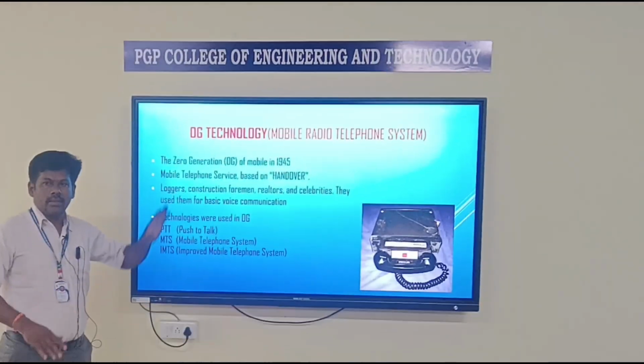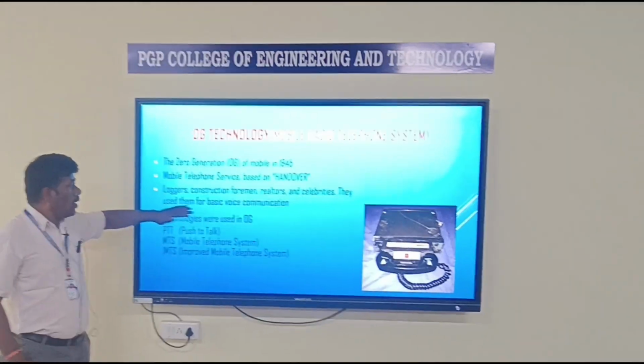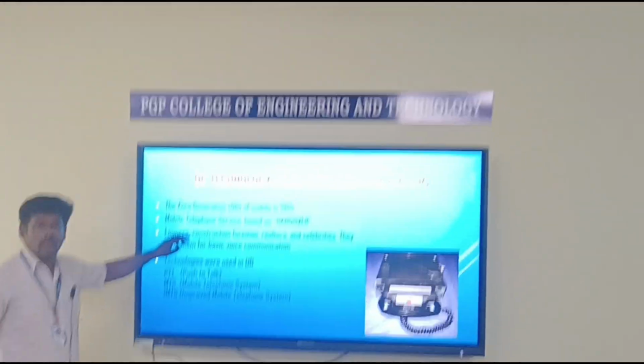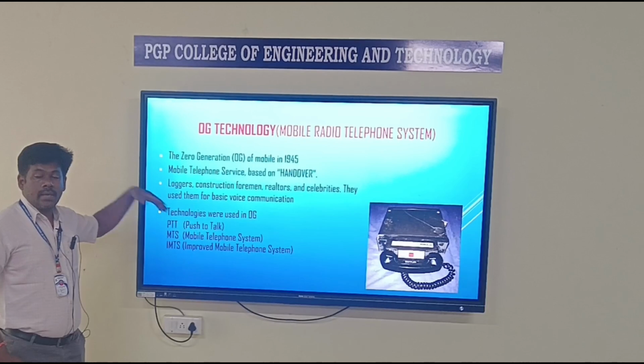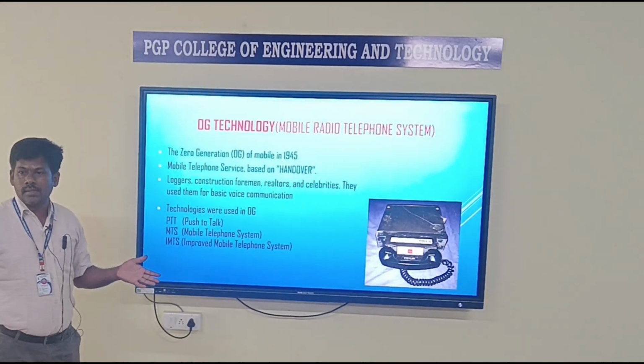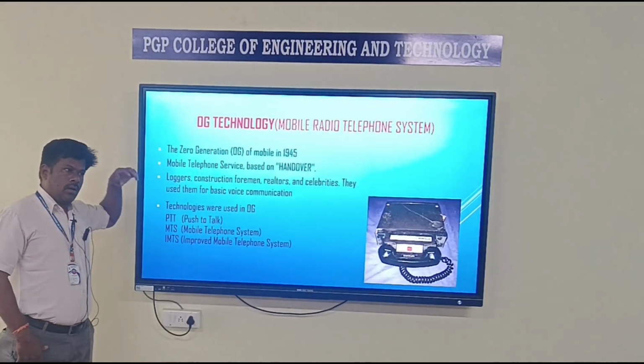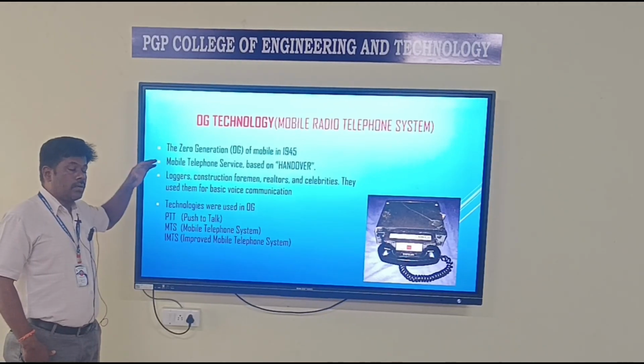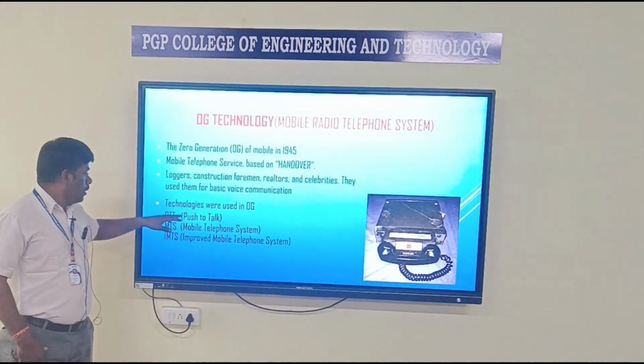Only these happened in the zero generation. There was no message service or internet service, none of the services we avail of today. It is very basic. This was used before 1980.